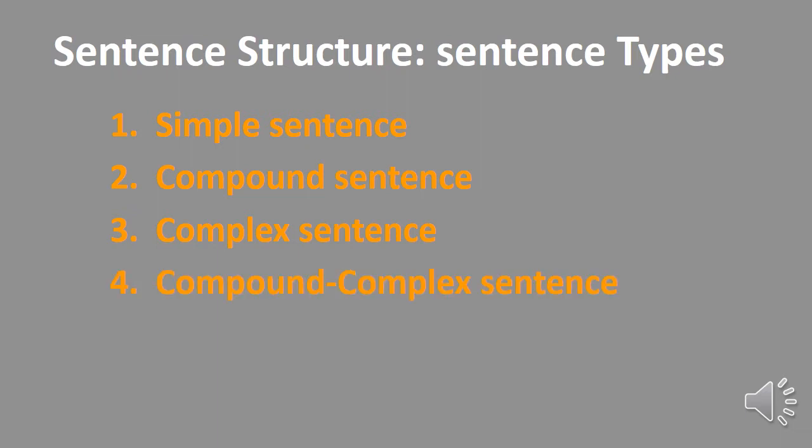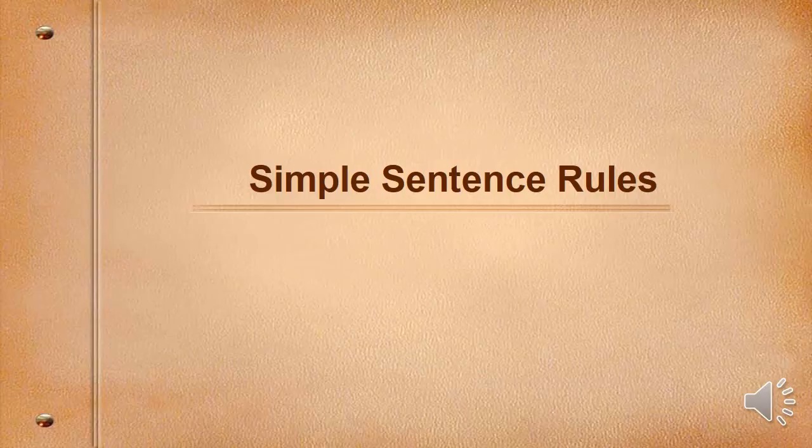When we talk about sentence structure, we can divide sentence types into 4. We have simple sentence, compound sentence, complex sentence, and compound complex sentence. Now let's begin with the first type of sentence, which is the simple sentence.